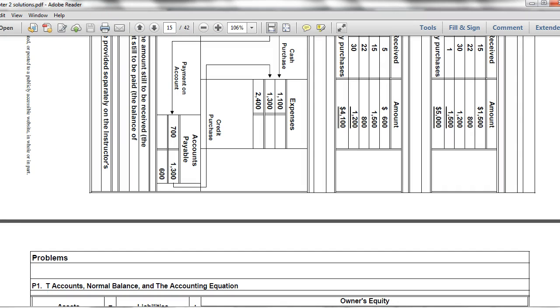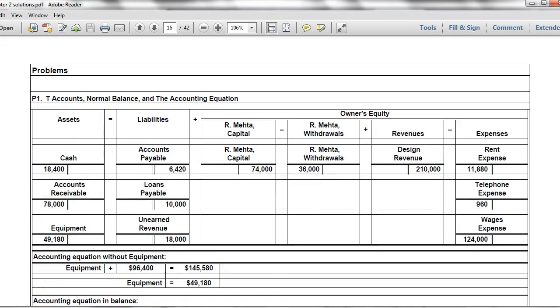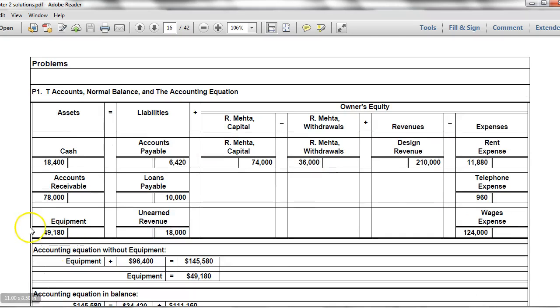Okay, so do you see here, guys? Right now we should have in our assets, we don't have equipment yet. We don't know equipment. Ignore that $49,180. We have our cash and our accounts receivable. We have all of our liabilities on the credit side. We have our capital of $74,000. Our withdrawals are a debit of $36,000. Our design revenue of $210,000, and our expenses in debits.